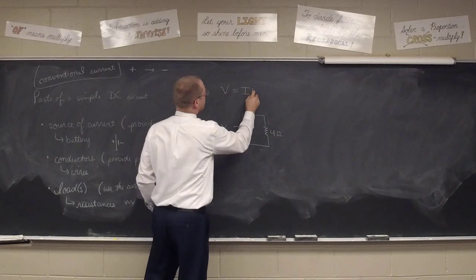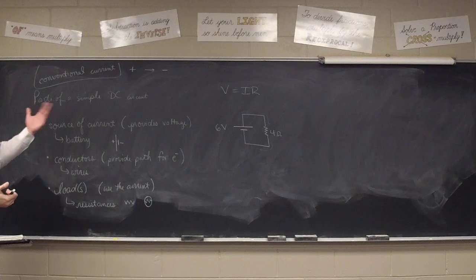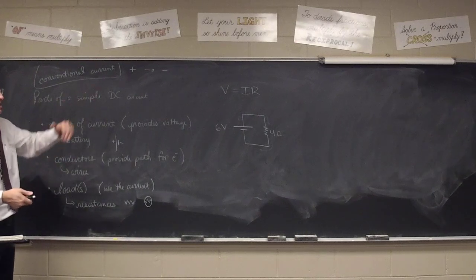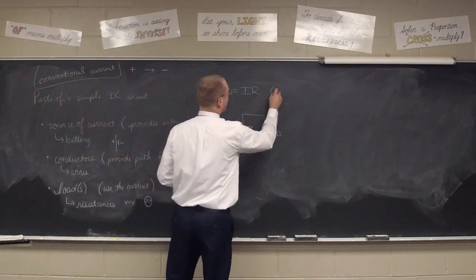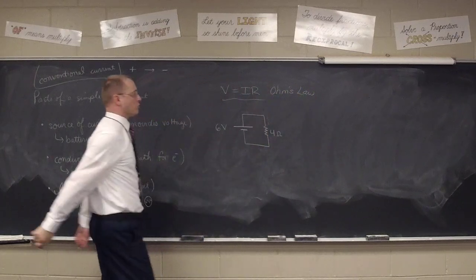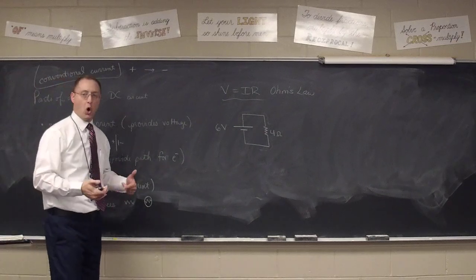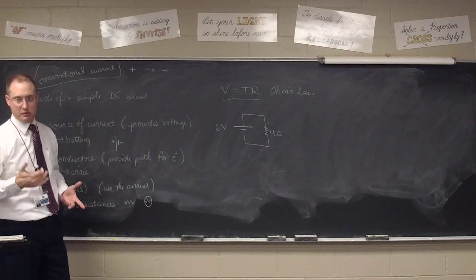V equals IR. Now, we originally put it on the board as R equals V over I, and then we showed I equals V over R, and then we said V equals IR, and we said that's easier to memorize. It is, and it's called Ohm's law. Ohm's law: the relationship between voltage, current, and resistance. And we can use Ohm's law to solve a circuit for its missing parts.